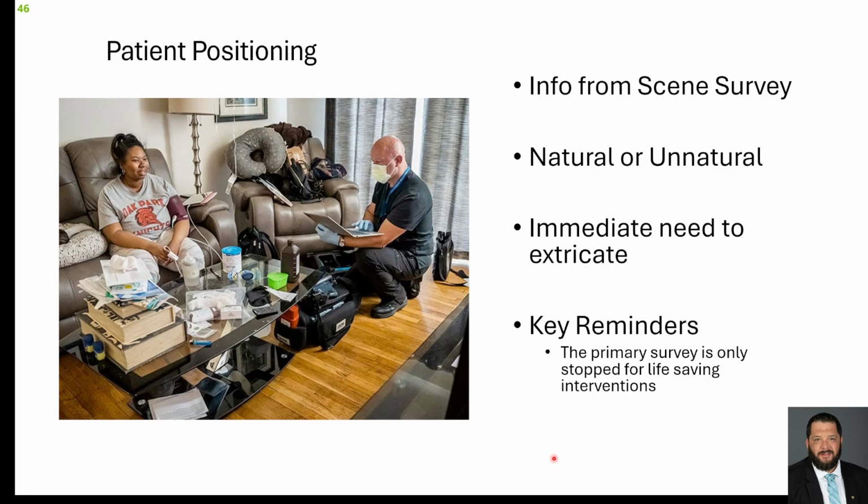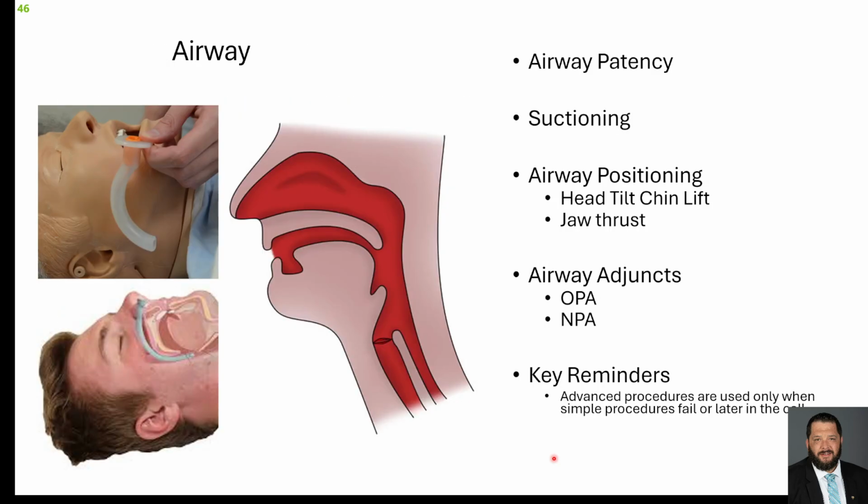So if she needed to immediately be extricated, we would stop here, pull her out of the scene, move her to a place that's safe and secure, and then we would continue our primary assessment. So we've got our level of consciousness and we've looked at the patient positioning. The next thing we're going to assess is airway. And this is a cross-section of airway.